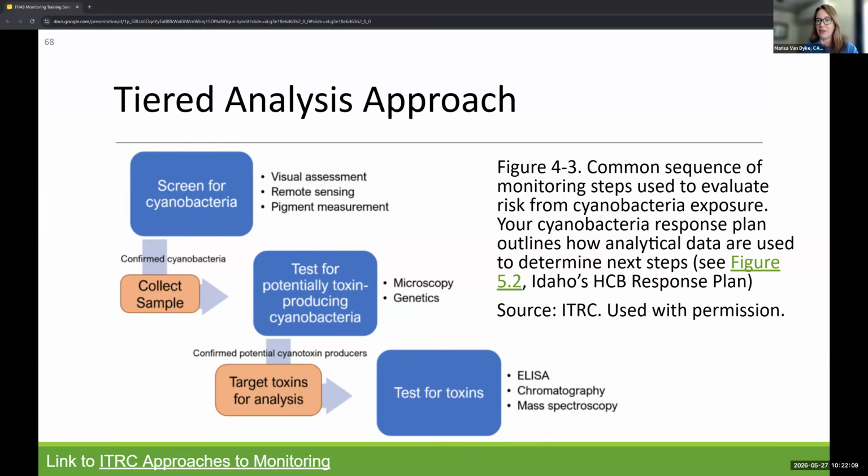So we're available to walk you through this stuff. Also, share with you some pros and cons that we've observed while implementing this tiered approach.